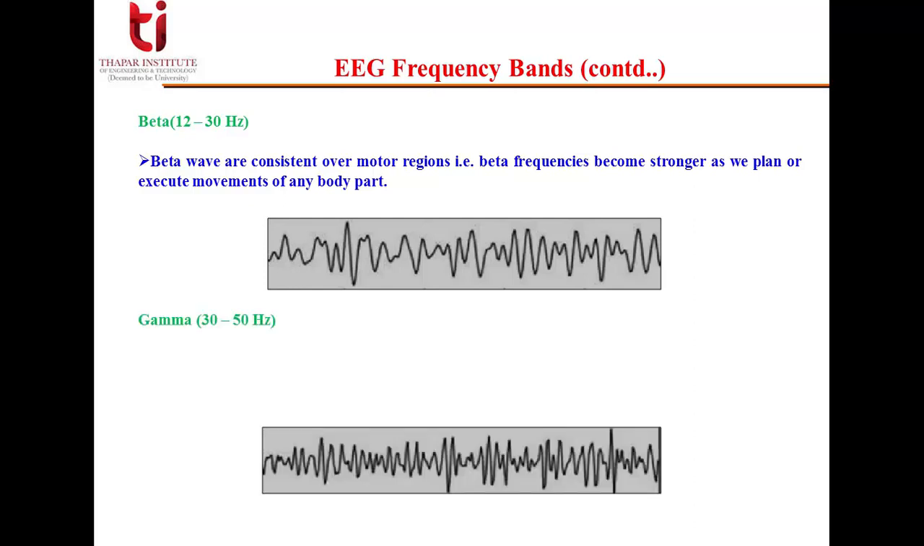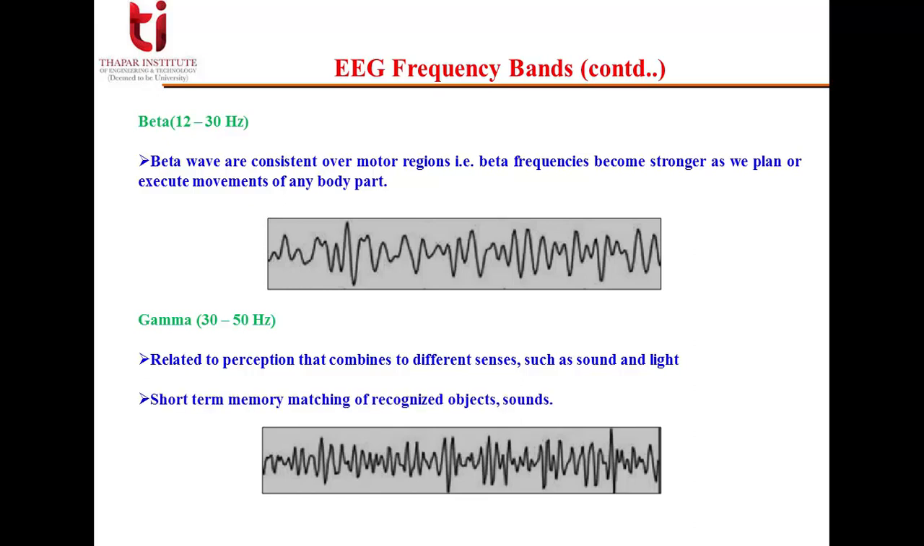Gamma waves correspond to the band of 30 to 50 Hz. They relate to perception that combines different senses such as sound and light, and short-term memory matching of recognized objects and sounds. So these were the different frequency ranges.